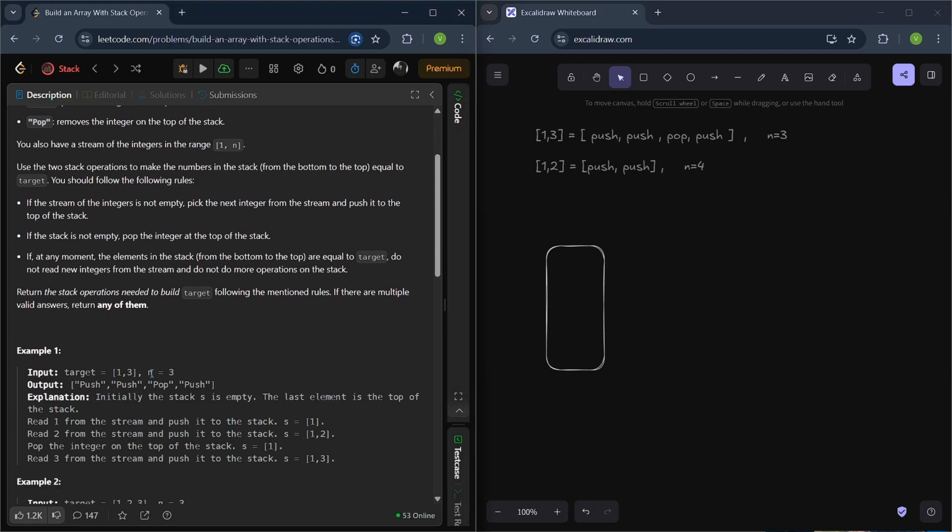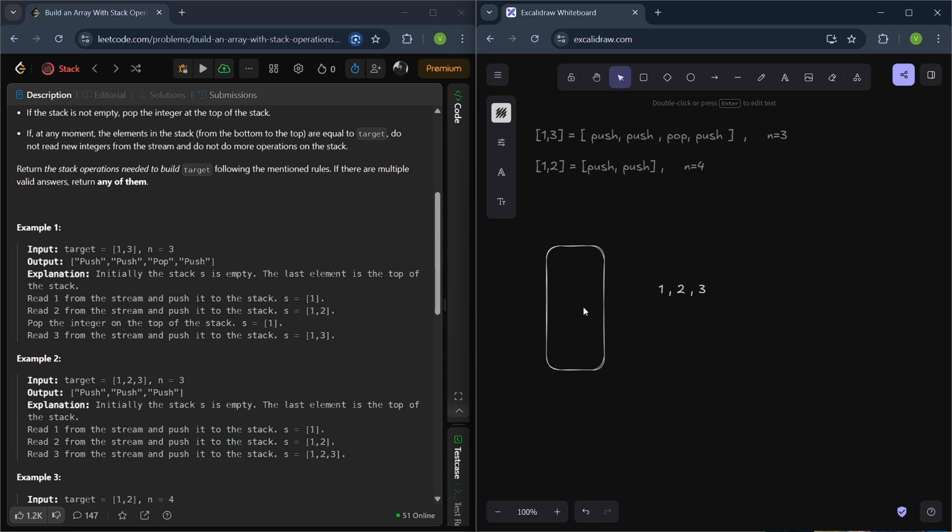As you can see over here, n is given as 3. So what do we have to use? 1, 2, 3. Okay, we have to use like this from 1 to n and create a stack that is being represented as the target given over here. So in the target we should be having 1 and then 3, which should be equal to this target value that they have given. We have to achieve this target.